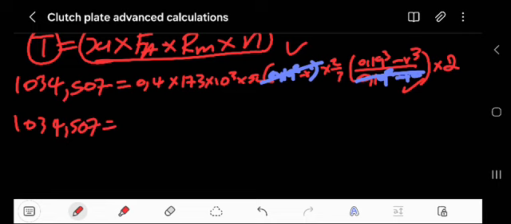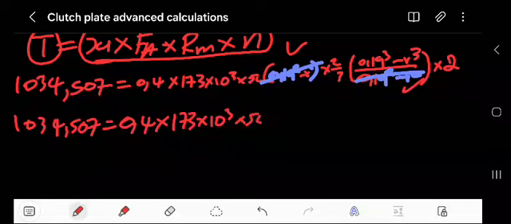0.34507. Multiply all the constants times 173 multiplied by 10 to the power of 3 multiplied by pi multiplied by 2 multiplied by 2. Remember, we have 2 over 3, right? So yeah, we have 2 over 3. That is what we have.